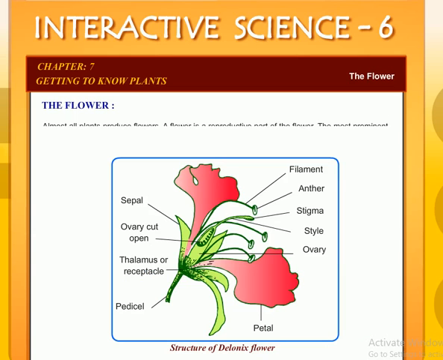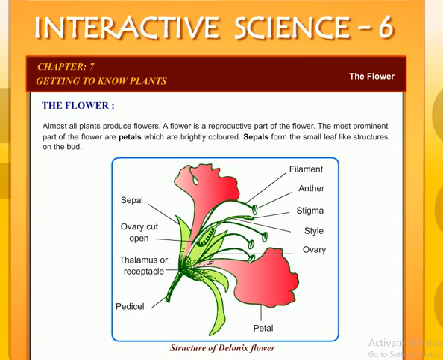The flower. Almost all plants produce flowers. A flower is a reproductive part of the plant. The most prominent parts of the flower are petals, which are brightly colored. Sepals form the small leaf-like structures on the bud.